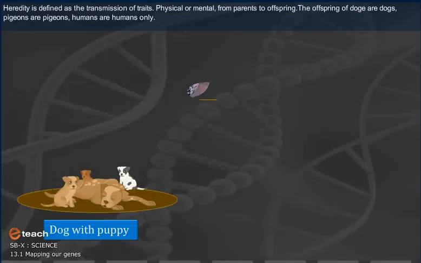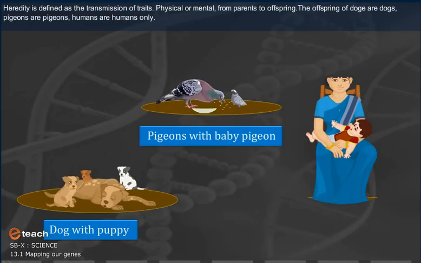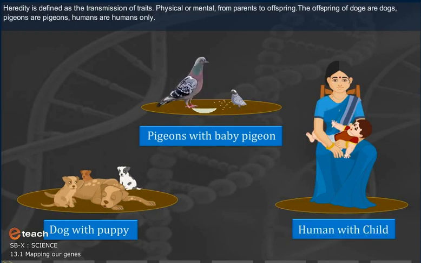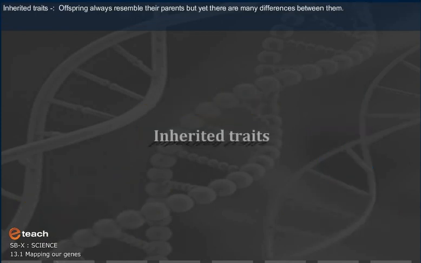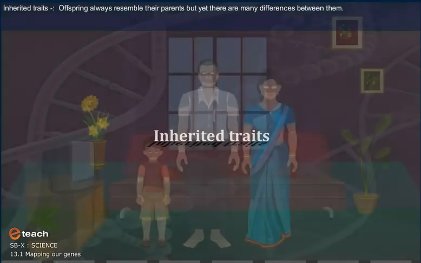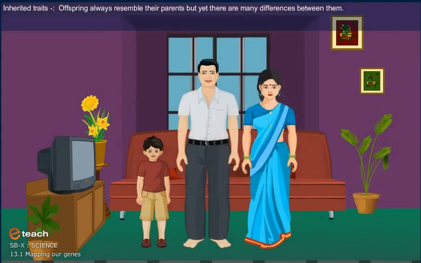Hello students. Heredity is defined as the transmission of traits, physical or mental, from parents to offspring. The offspring of dogs are dogs, pigeons are pigeons, and humans are humans only. Inherited traits: offspring always resemble their parents, but yet there are many differences between them.